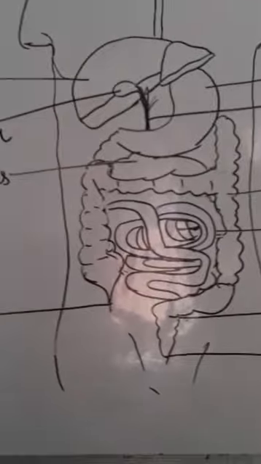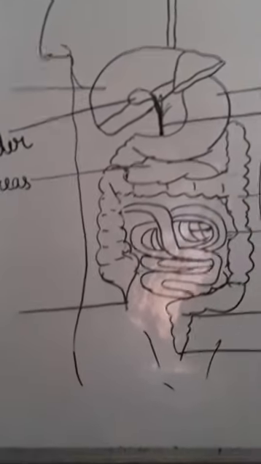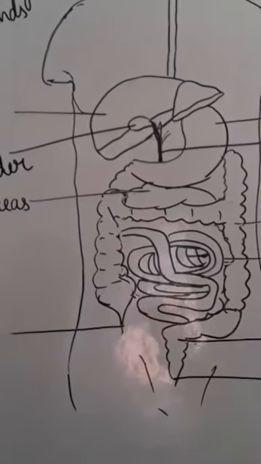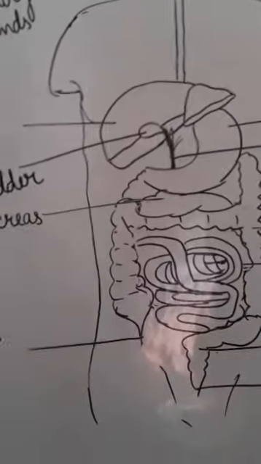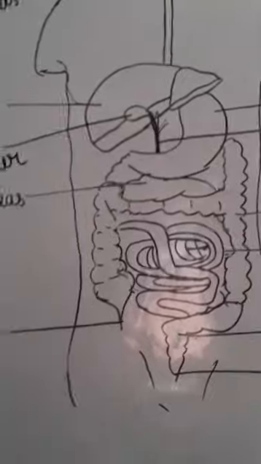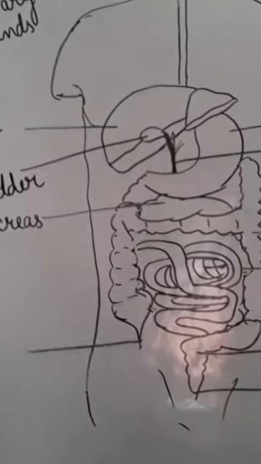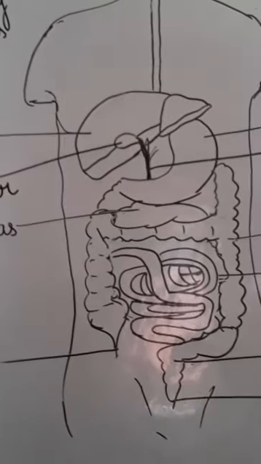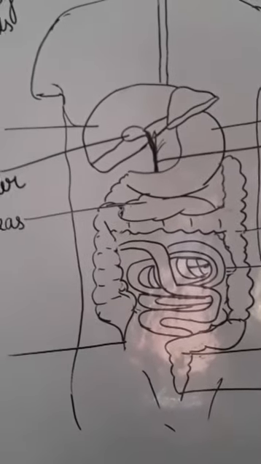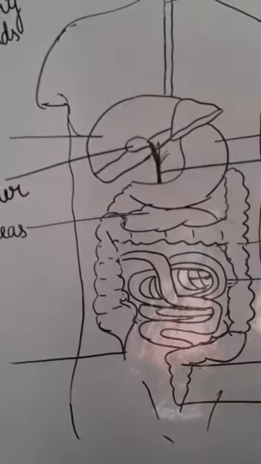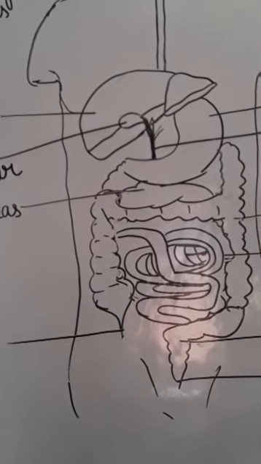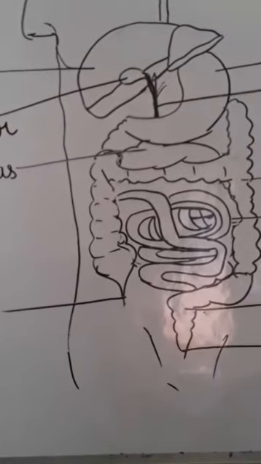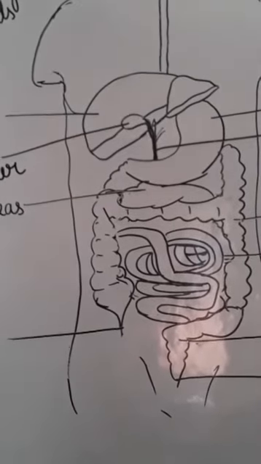So what is the function of the stomach? It is the storehouse of food, because partial digestion takes place in the stomach. It secretes gastric juices, which help in digestion, and it secretes hydrochloric acid, which makes the medium of the food acidic and kills the bacteria which enter the stomach along with the food.